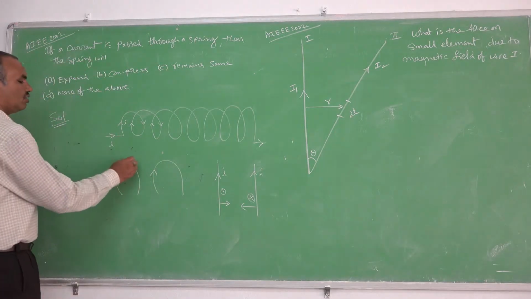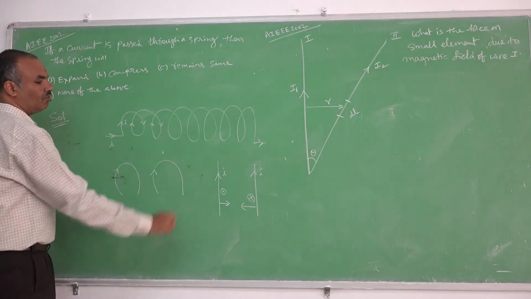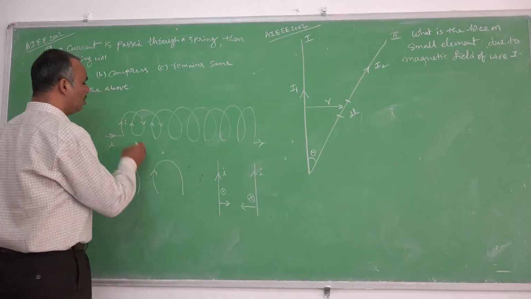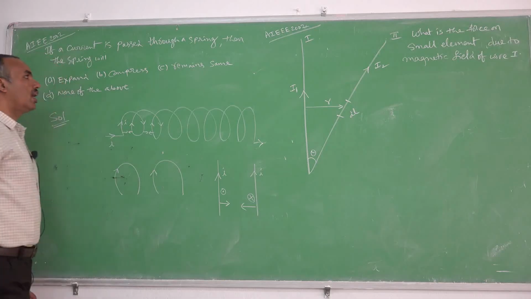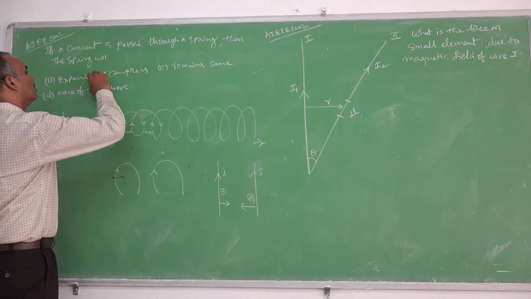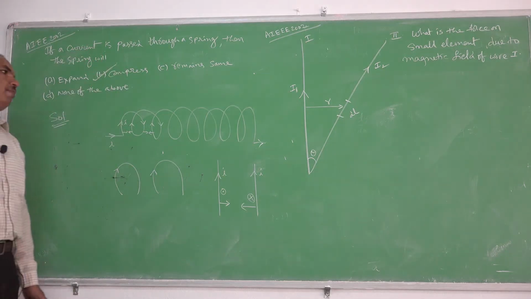Similarly, here also, if you consider the first loop and second loop, currents are moving in the parallel direction. Parallel currents always lead to attraction. So the mutual attraction between these loops leads to the compression of the spring. So the spring gets compressed. This is the solution for this question.